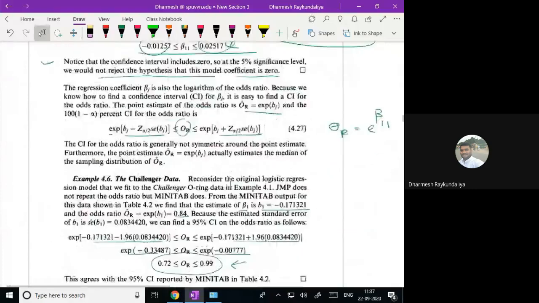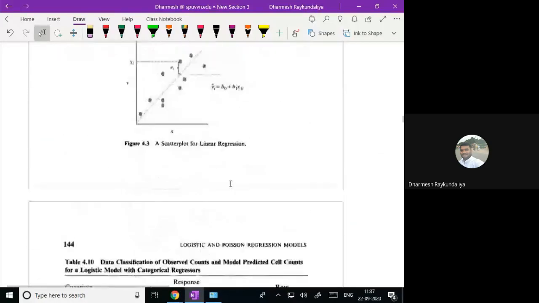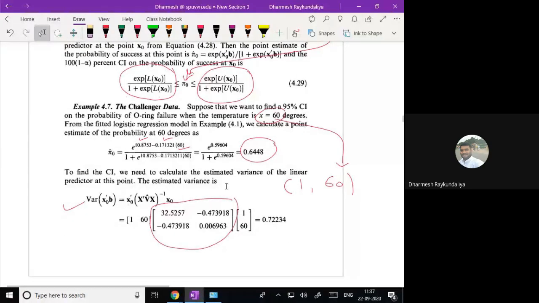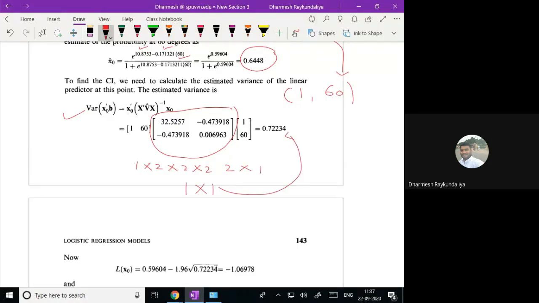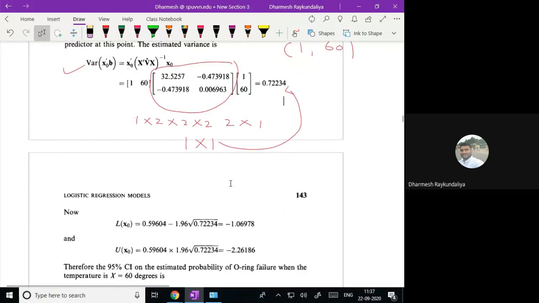So that is written over here. And this is X0 dash, this is the variance of B and this is the X0. You will calculate it because it is 1 cross 2, this is 2 cross 2 and this is 2 cross 1. That means the result is 1 cross 1, which is how it gives a scalar. So we have only one linear predictor. Now we get this. Just take the square root of that.